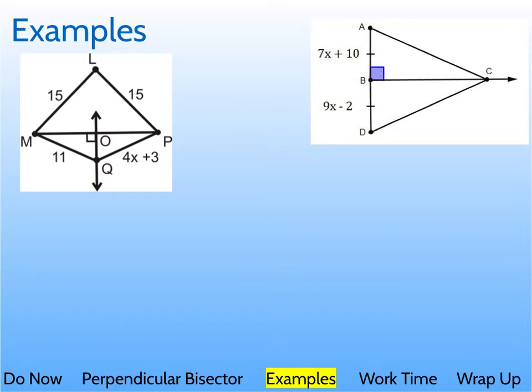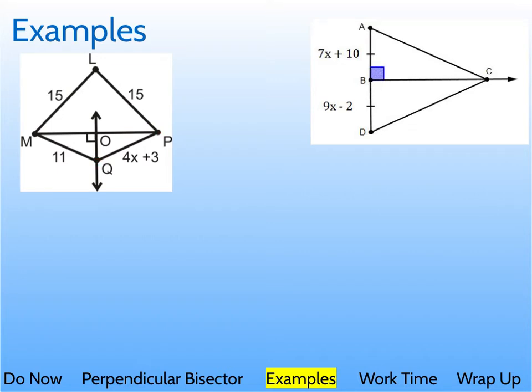So in this example, OQ, right here, this line, is the perpendicular bisector of MP. It was given, I just didn't feel like rewriting it. So OQ, perpendicular bisector of MP. Which means that this point Q has to be the same distance from M as it is to P.